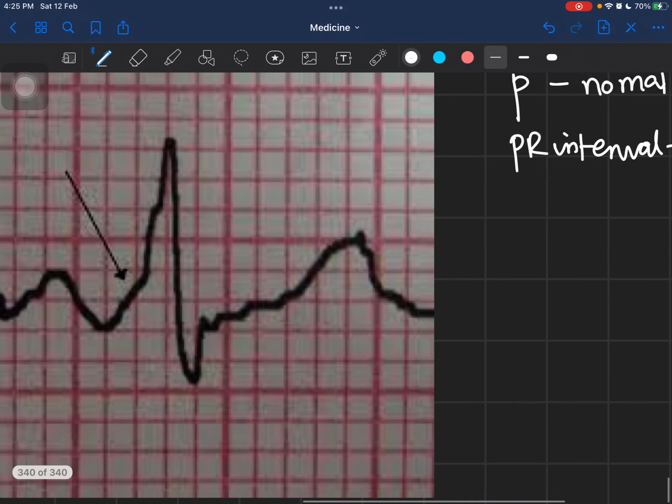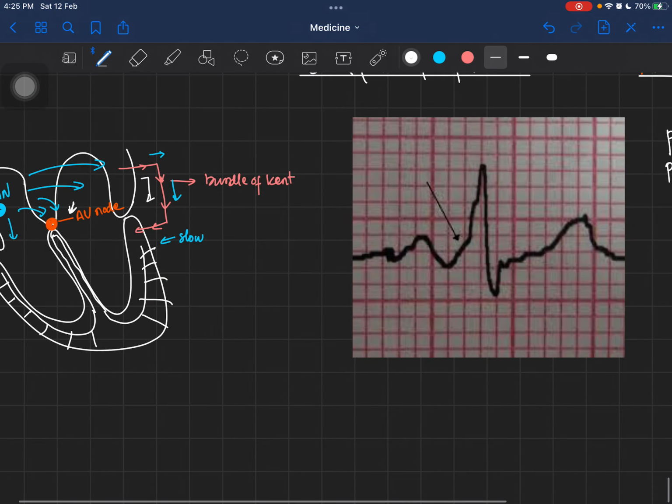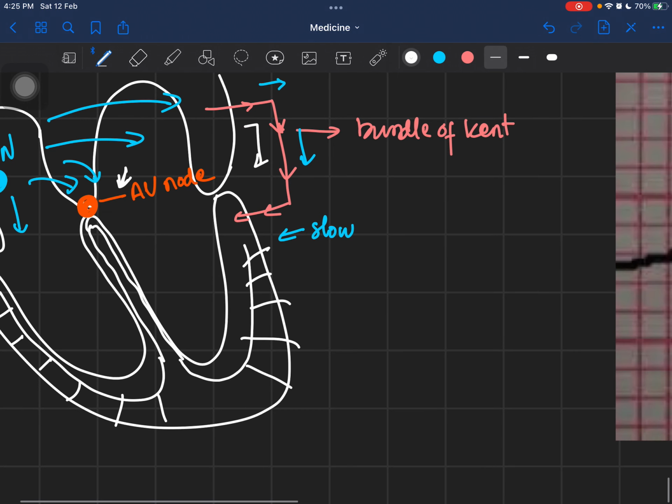Now let's look at the Q wave. What is happening? For Q waves to form, the electrical activity has to pass through the septum, because the Q wave signifies septal depolarization. But in this condition, a lot of the current is not passing through the septum. It is directly bypassing the AV node. It is bypassing the septum. It is entering into the ventricles directly.